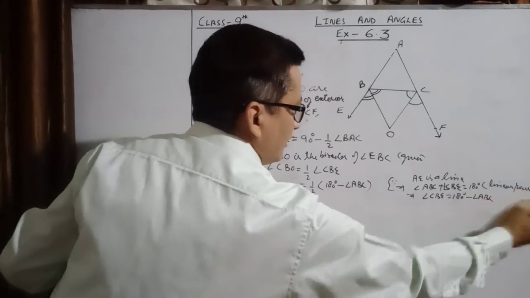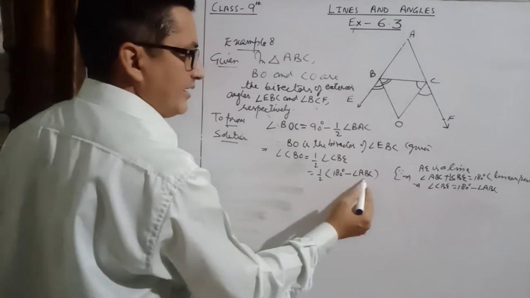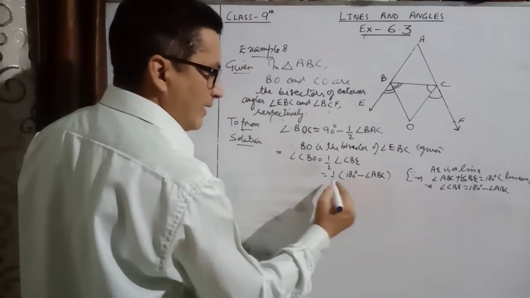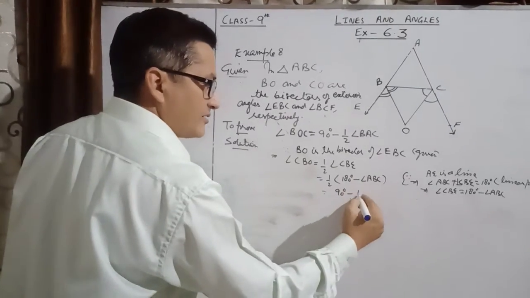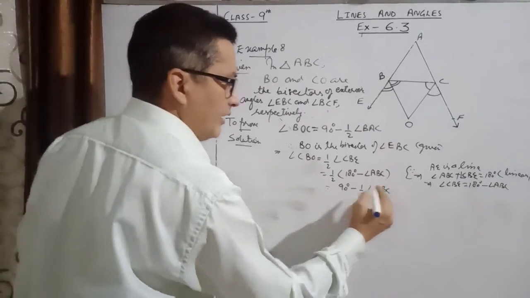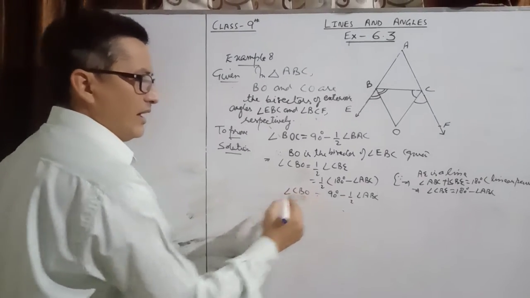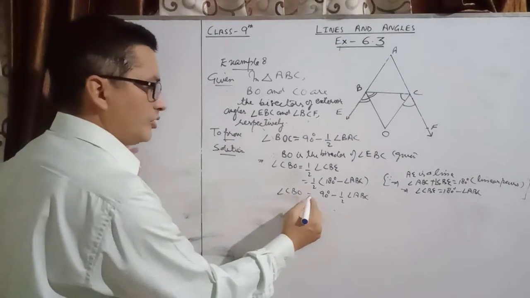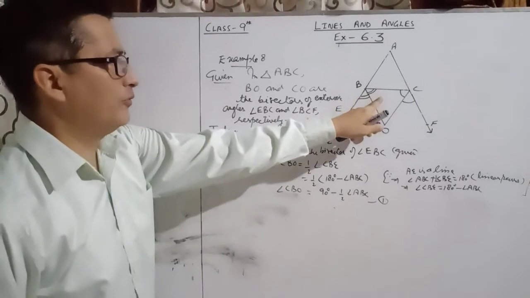ABC. Understand students? तो मतलब हम CBE की जगह क्या ले सकते हैं? 180 minus ABC. So when you open the bracket, half of 180 कितना होता है? 90, and it is half of angle ABC. So in this way we can prove that angle CBO is equal to 90 minus half of angle ABC. ये आगे हमारा पहला प्रूफ.